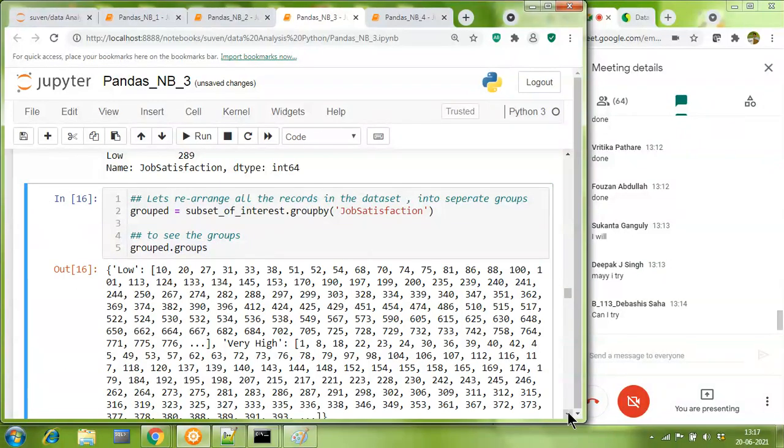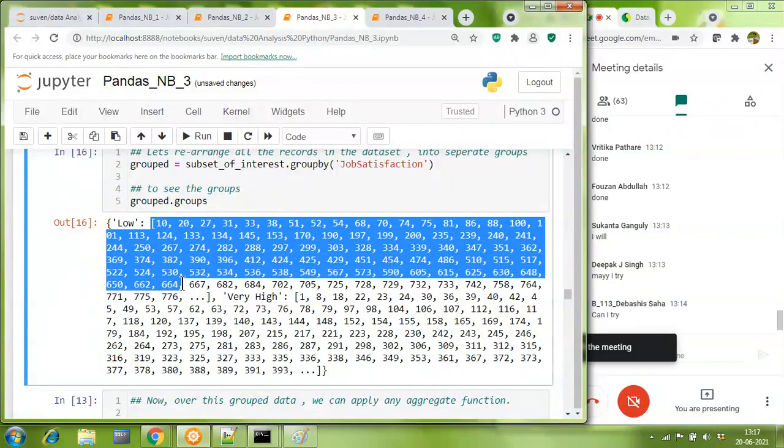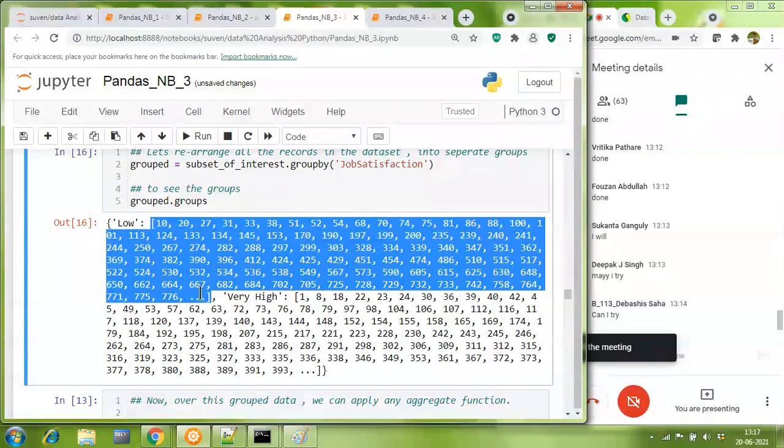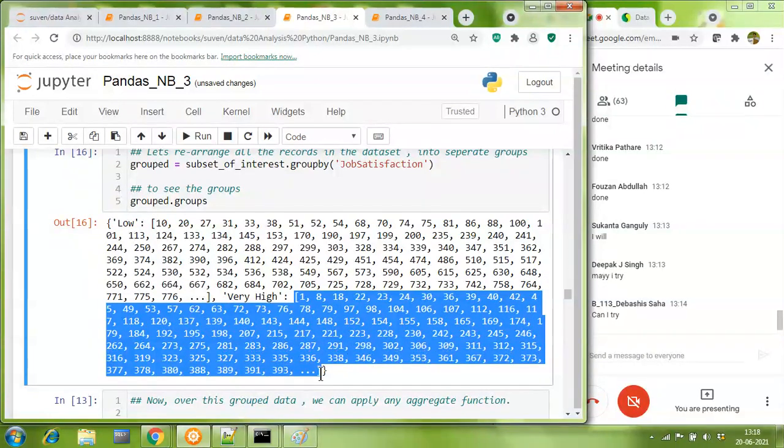So you will be wondering what this clumsy output looks like. Yes, this clumsy output is indicating that in the group called low, these are the indexes of the employees. These are the employee numbers who belong to job satisfaction low. This is the second group called very high, where these are the employees who belong to the group called very high.